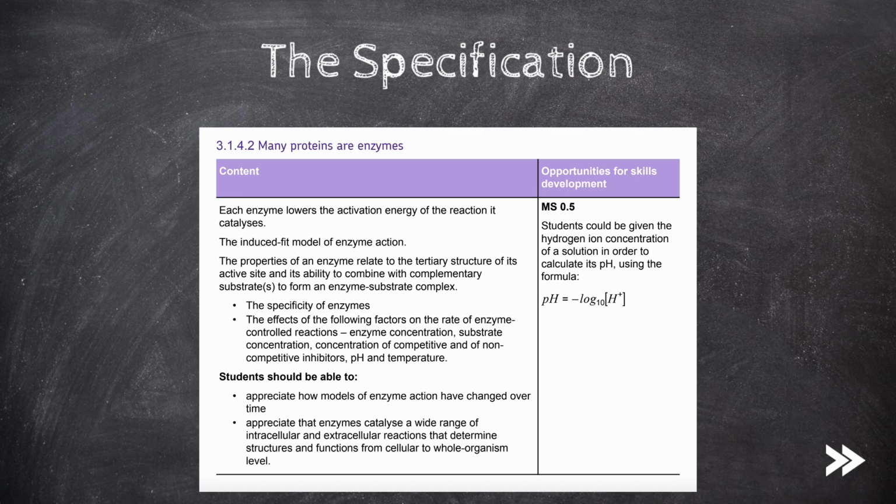We now know that enzymes lower the activation energy of the reactions they catalyze, and we've had a recap of the lock and key model and have covered the induced-fit model of enzyme action. We know that the properties of an enzyme relate to the tertiary structure of its active site and its ability to combine with complementary substrates to form an enzyme-substrate complex. We also know about the specificity of enzymes, as well as how the rate of an enzyme-controlled reaction is affected by enzyme concentration, substrate concentration, concentration of competitive and non-competitive inhibitors, pH, and temperature.